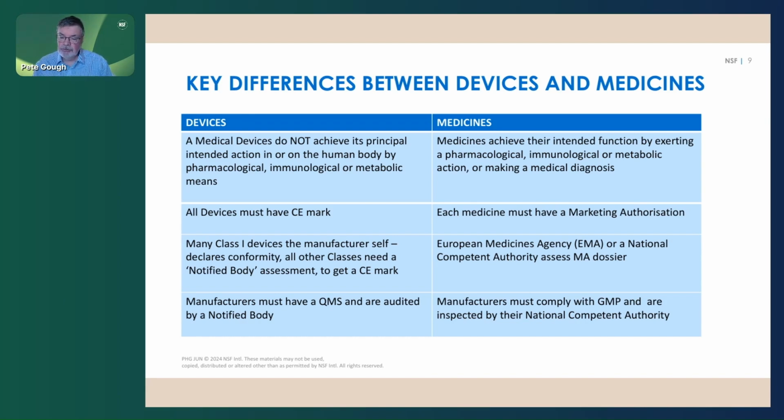Both manufacturers of medicines and devices have to have a quality system. The device manufacturers have to meet ISO 14485 and are audited by a notified body. The manufacturers of a medicine must comply with good manufacturing practice, which includes the requirement to have a quality system, and they are inspected by their national competent authority. So each EU member state has a competent authority, and the local authority will carry out the inspection for a medicine.